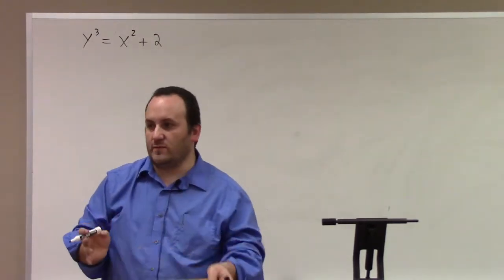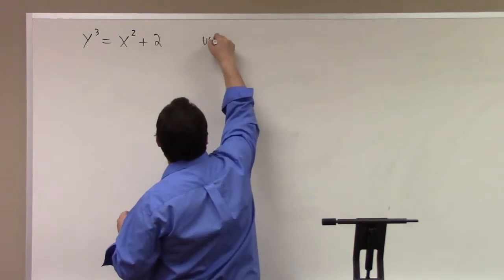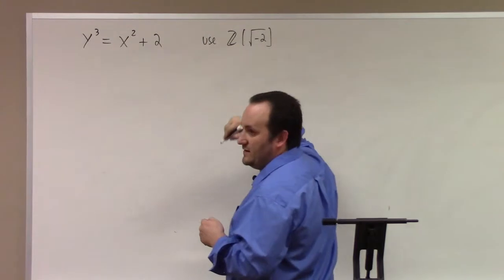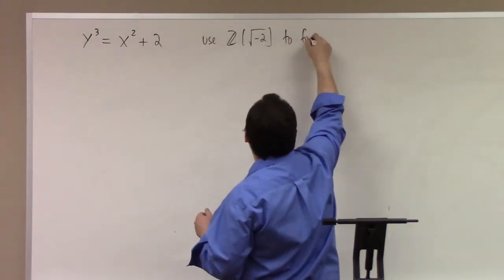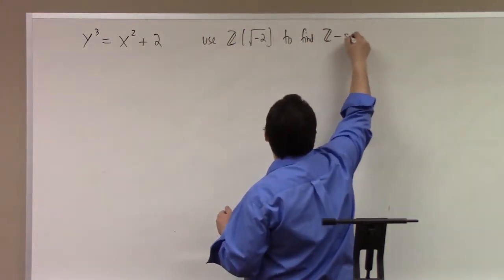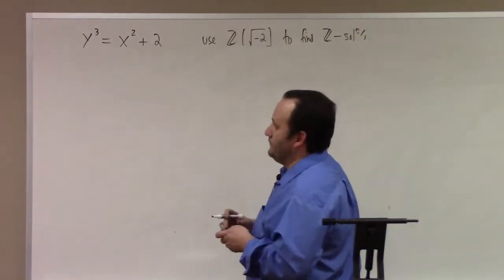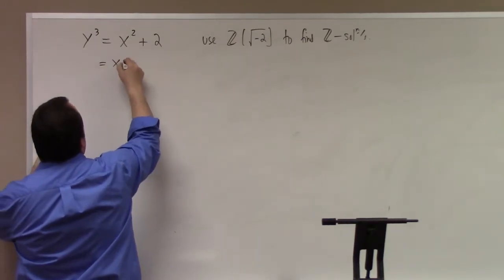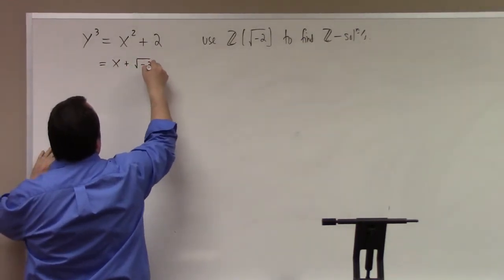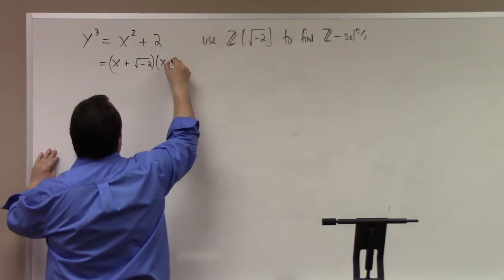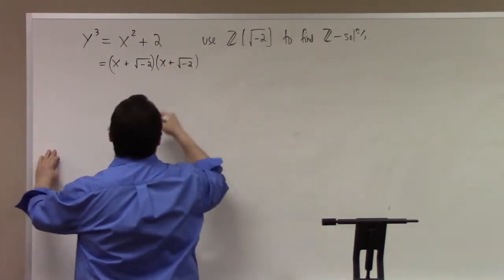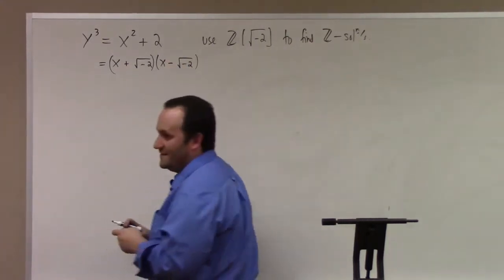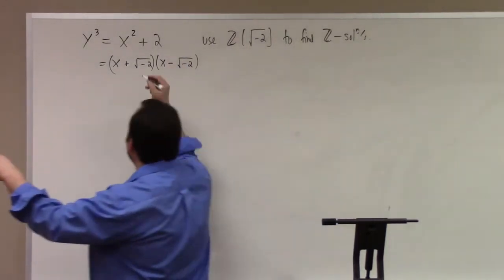We can use Z adjoin the square root of minus 2 to find the solutions. So the idea is simply this. See, this is x plus the square root of minus 2 times x minus the square root of minus 2. Sorry. But on the other hand, you've got y cubed.